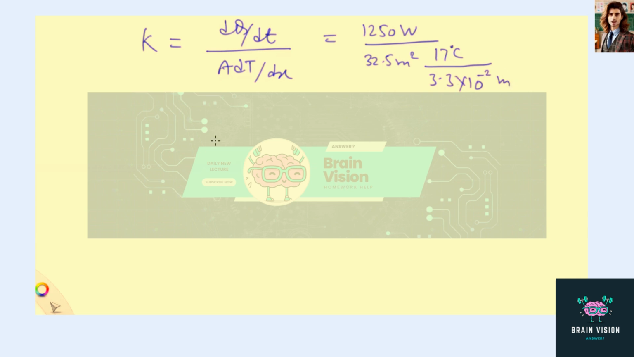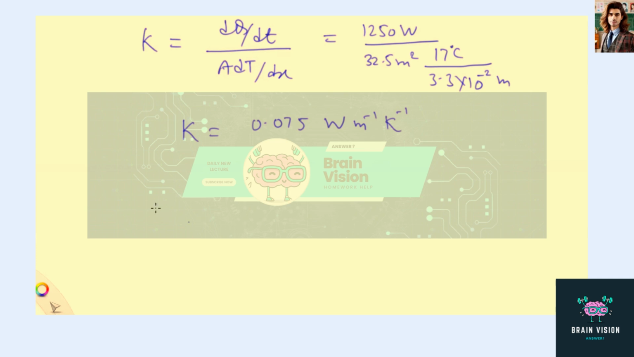So finally, this thermal conductivity of the combined layer of wood with the insulating material comes out to be 0.075 watt per meter per Kelvin or per degree Celsius.